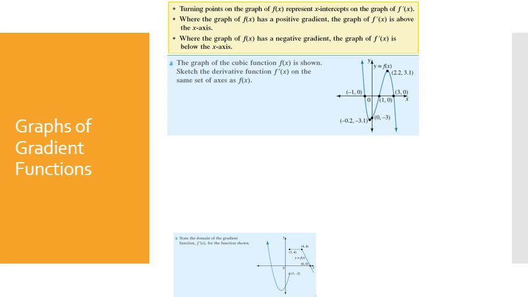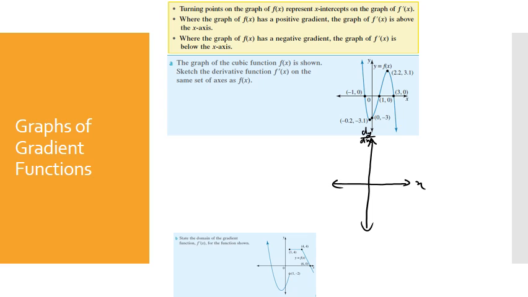Alright, so turning points are where the gradient is equal to 0. And then if we're looking at the gradient graph, where the gradient is positive, the f dash of x graph will be above the x-axis. Where it's negative, it's going to be below. Now, best way to do this, instead of graphing it over the same set of axes, I know that's what it says on the example, is to actually graph it underneath.